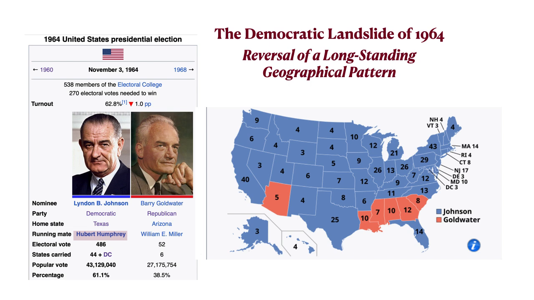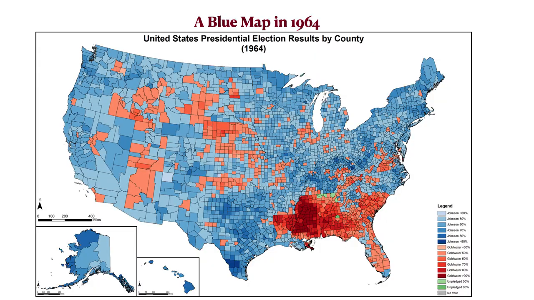And note that Lyndon Johnson, although a Southerner, is from Texas, which is not as intense in its antipathy towards black voting and civil rights. And he also picks his running mate Hubert Humphrey, who from Minnesota was long noted for his support for civil rights. That was really what he was known for. So it's a very, very blue map.